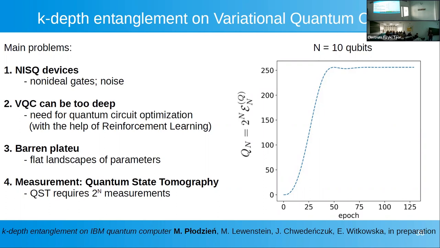And at the end, this is what has been asked at the beginning, the measurement problem. We can generate some state, it's fine, but we want to measure it. And standard quantum state tomography requires an exponential number of measurements. The exponent is the number of particles we have. And there are new propositions which allow us to have a polynomial number of measurements, which is called shadow state tomography. So this is not a solved problem, but there is constant effort to solve the measurement problem.